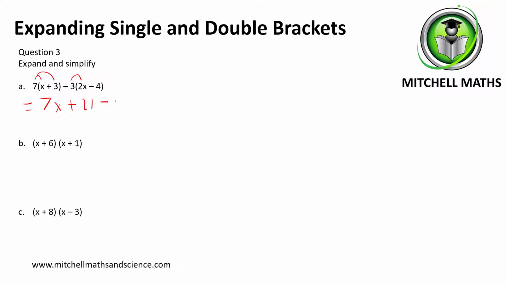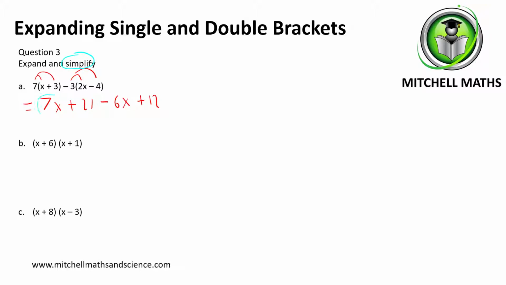And it's going to be 3 times 2 is 6, and I've got the x. And I've got minus 3 times minus 4. Because it's a negative times a negative, it's going to be a plus, and 3 times 4 is 12. Now, in order to simplify, what I need to do is combine the like terms.